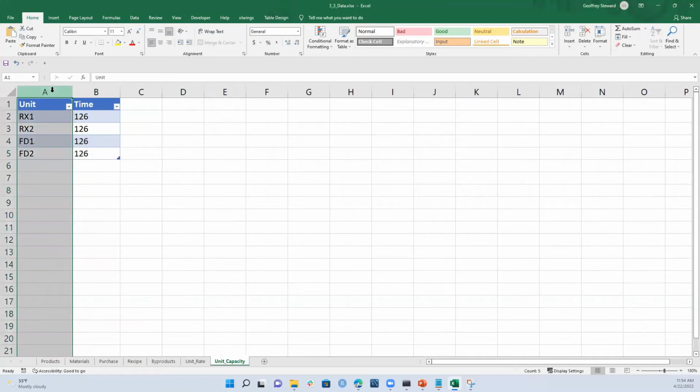And then finally, we have our unit capacity table. This again just represents the unit or the machine or the process or equipment that we have available and the amount of time that we have to operate that machine. So this 126 hours represents 6 hours per shift of operational time on an 8-hour shift, 3 times a day, 7 days a week.